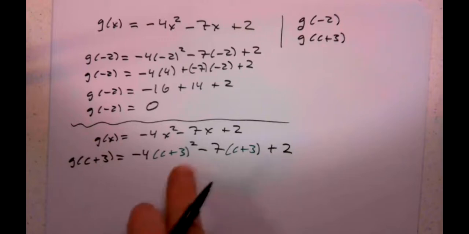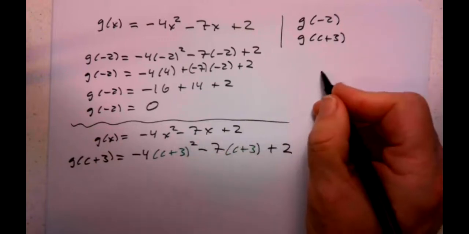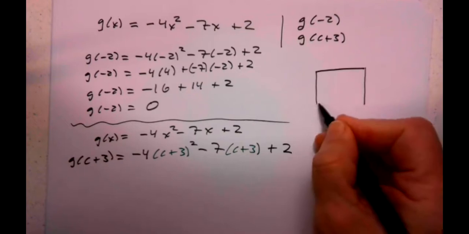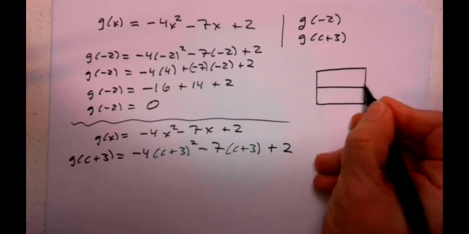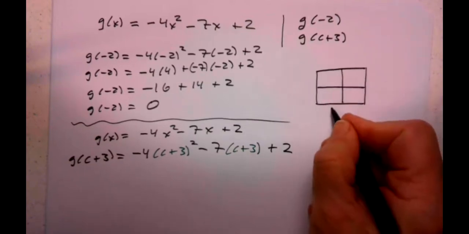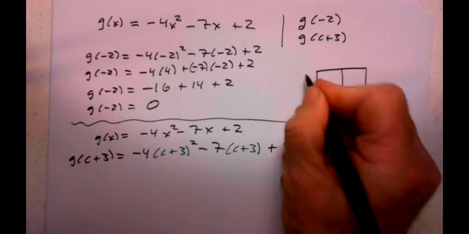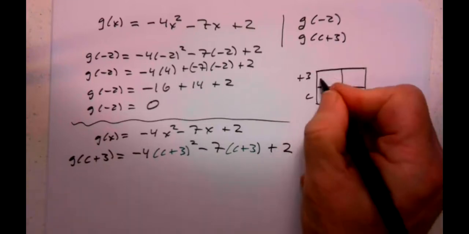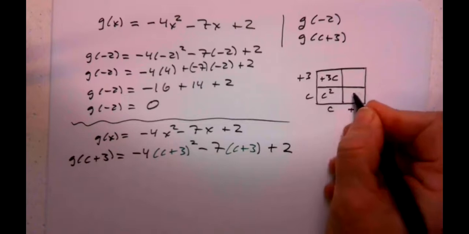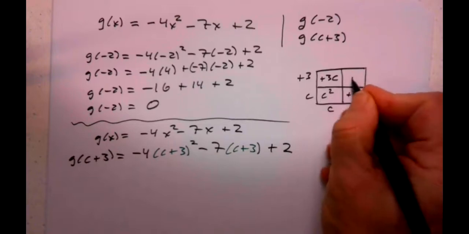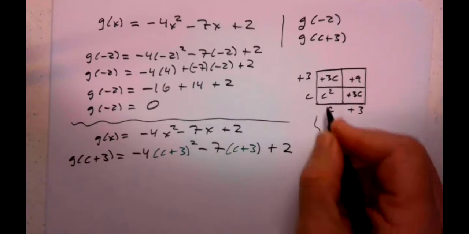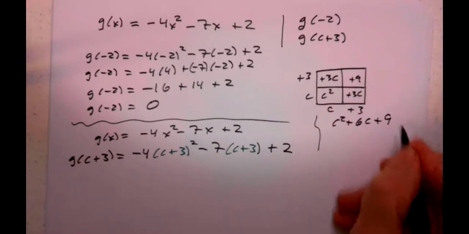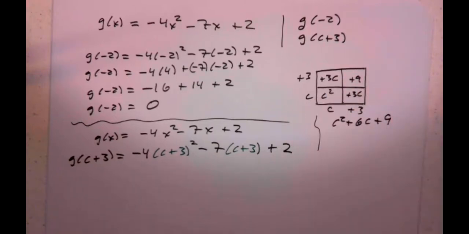And we have to simplify this. But to do that, I'm going to need to work on c plus 3 squared. So I'm going to show you how I do that kind of multiplication. You could use FOIL, but I prefer to visualize it this way. c plus 3 here, c plus 3, length times width is area. c times c is c squared, plus 3 times c is plus 3c, plus 3 times c is plus 3c, plus 3 times plus 3 is 9. And I get c squared plus 3c and 3c, 6c, plus 9. That's c plus 3 squared.